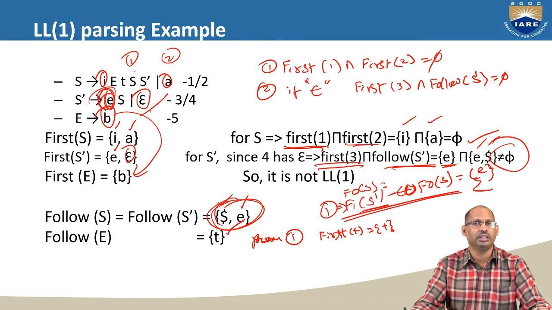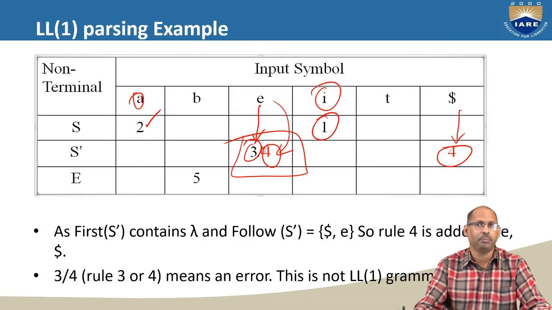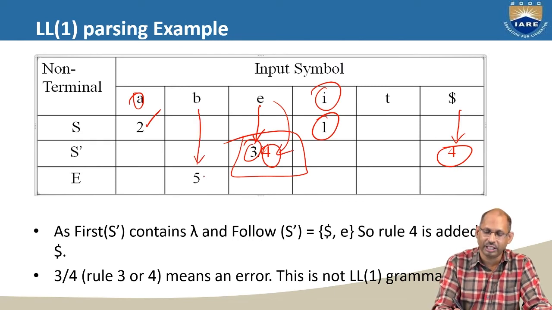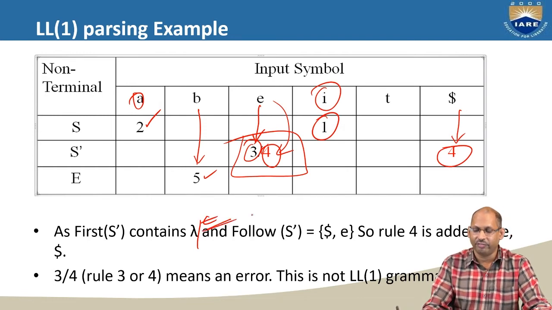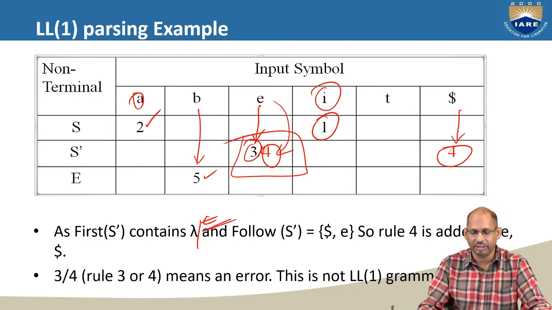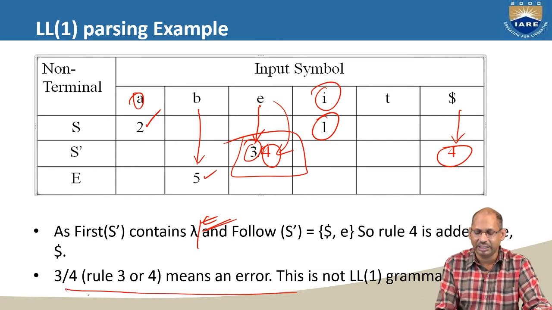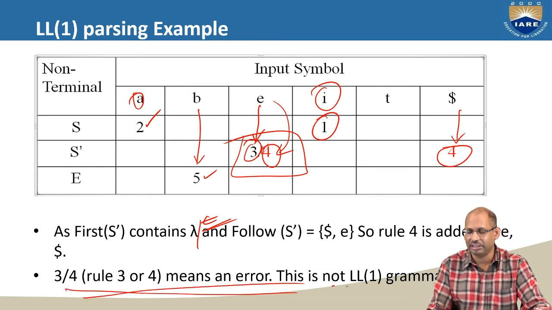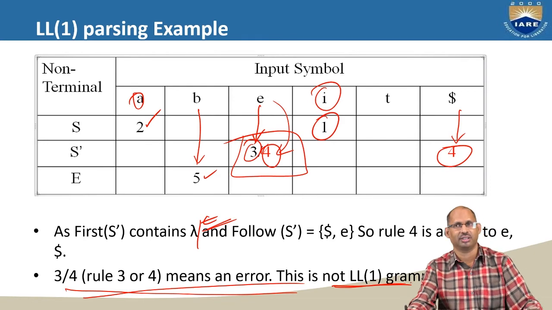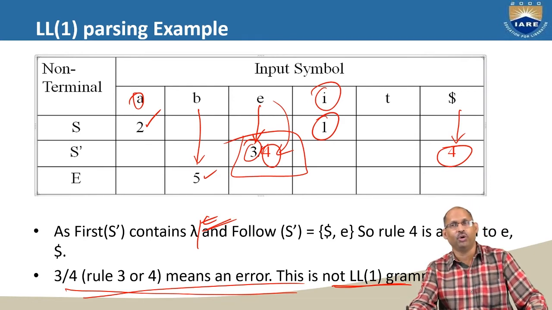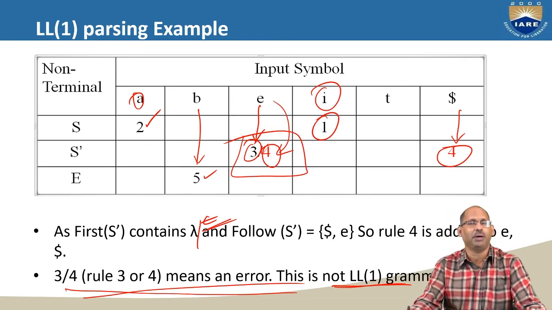Right? So here, if you observe the fifth production, it is only B. In the place of B, we write the fifth production. So it contains epsilon, so added to $ sign. So third and fourth means it is another. Simply it is not LL1 grammar. So this is one more example under LL1 parsing, the predictive parsing method.